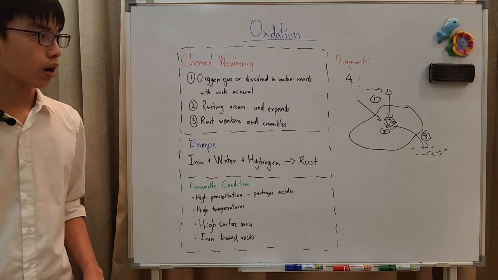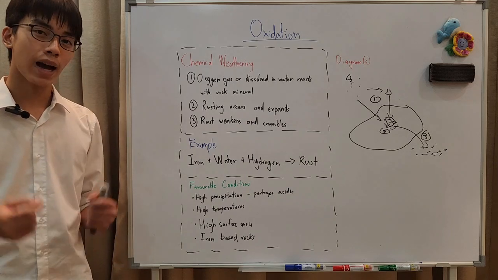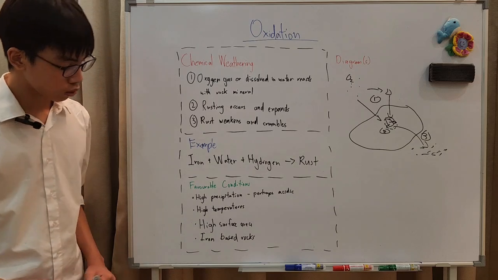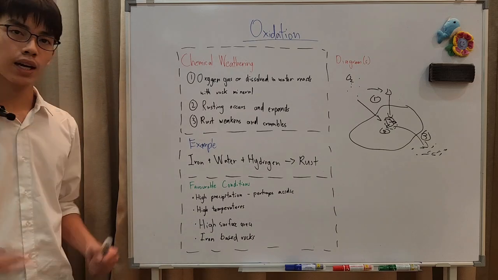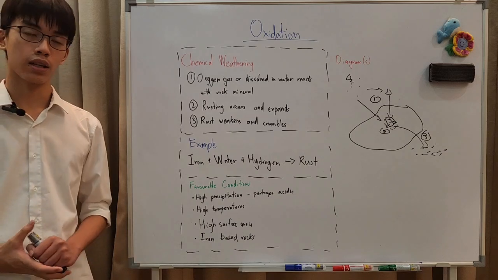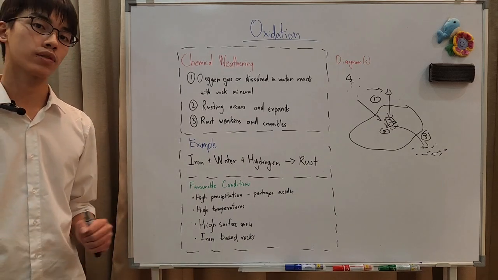And lastly, iron-based rocks. Iron is very susceptible to rusting, and therefore you usually want iron-based rocks. As you can see in the Great Sandy Desert in Australia, there's a lot of rusting that occurs there. That's why you have the red, orangey colored landscape of the Great Sandy Desert.